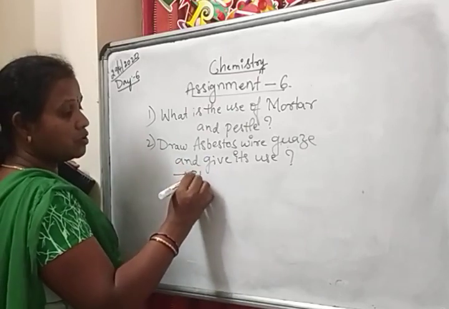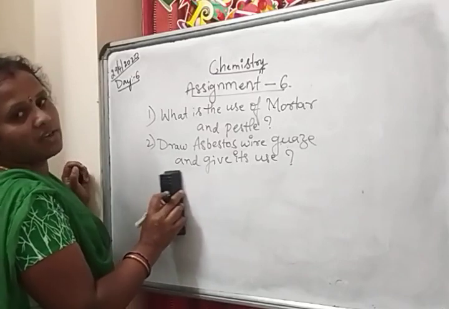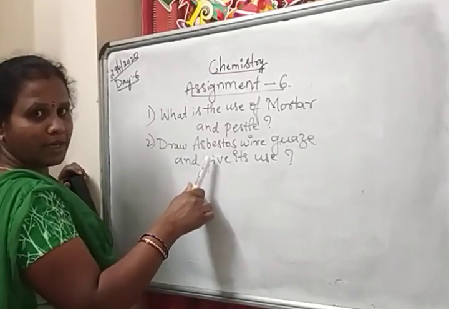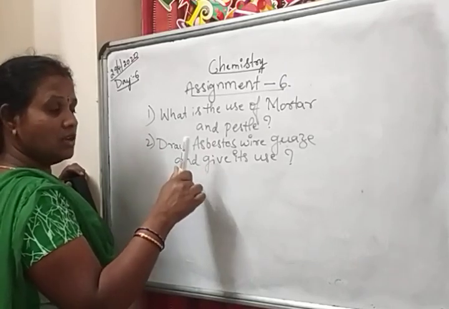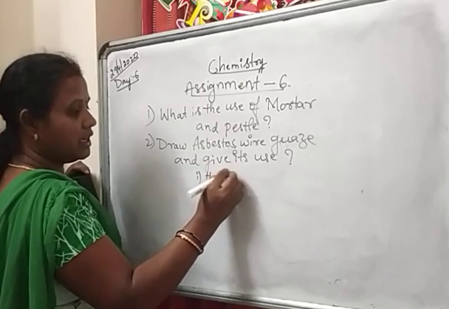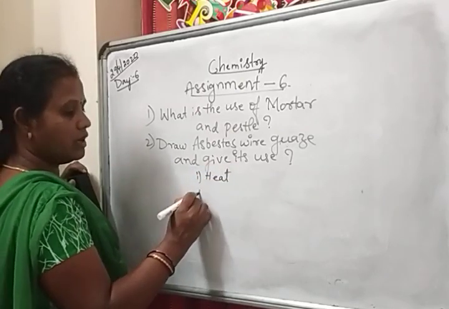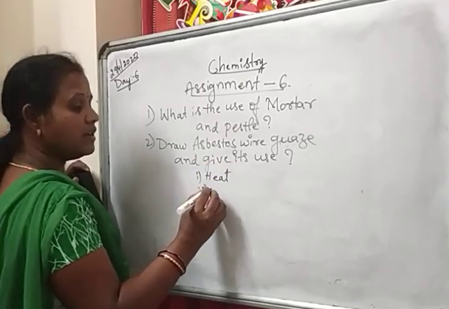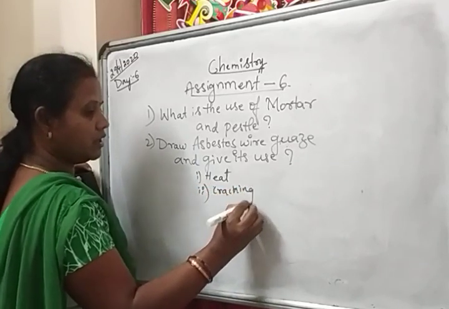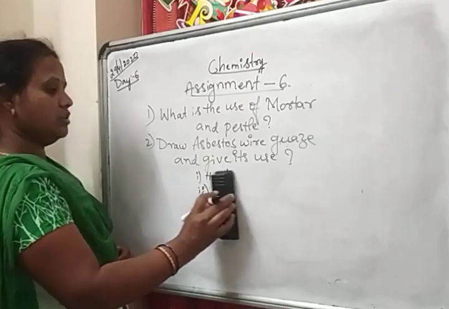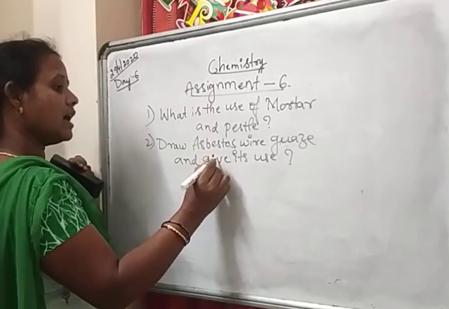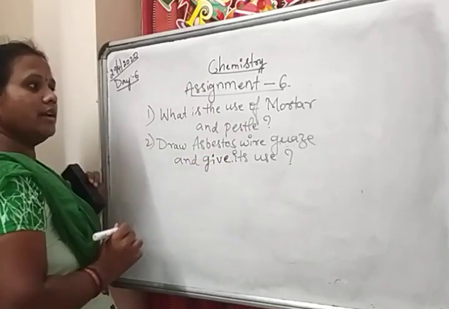It distributes the heat evenly. Two uses are there, as I explained. What are the two uses? It distributes the heat evenly or uniformly, and next, it prevents the glass apparatus from cracking. Here, children, this is important. So please try to give the answers and learn the diagrams.